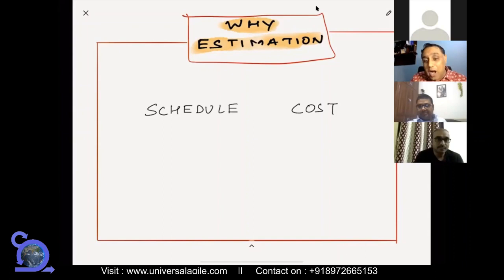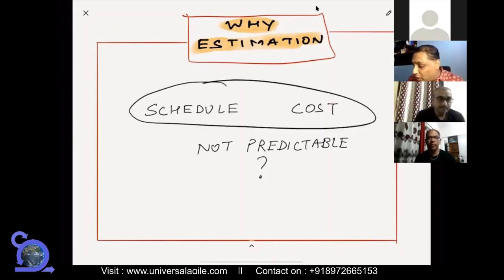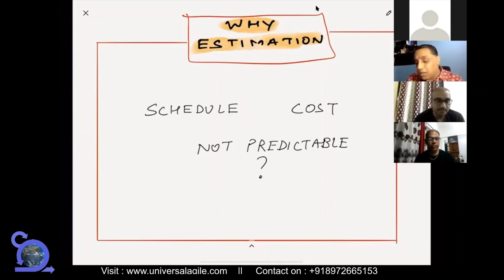Now, these are the two reasons why we may do estimation. But the question we need to ask ourselves is this. If we give schedule and cost and we are not predictable in this, is that a good idea? No. Even though we take a lot of time to get to a schedule or cost, and if we are not predictable, it is not a good idea, right? So the bottom line is why we do estimation is to bring predictability actually.